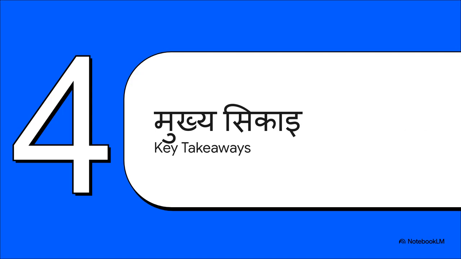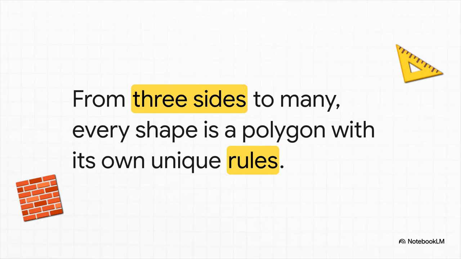All right, that was a whirlwind tour through the world of shapes. So let's just take a second to lock in the main ideas. The most important thing to remember here is that geometry is really just a system of building blocks. It all starts with the humble triangle. And from there, just by adding more sides and defining a few specific rules about side length and angle size, we can construct this entire universe of polygons that makes up our world.